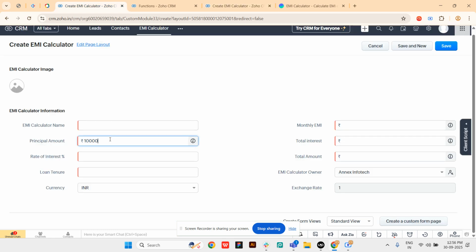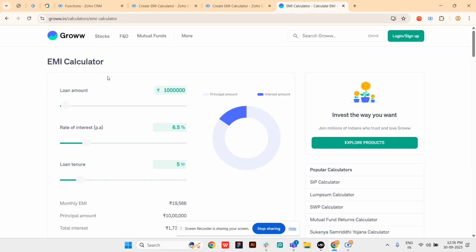Let's suppose I enter this amount and rate of interest, and the loan tenure is, let's suppose, 12 months. So it automatically calculates the monthly EMI, total interest, and total amount. This EMI calculator is working similarly to what you have already seen in Pro.